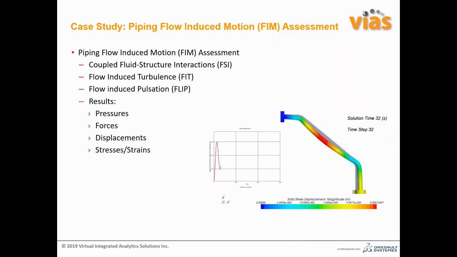So this is for a flow induced motion. Again, there's a couple of fluid structure interaction problems. There's a turbulence and also pulsation. Some of the results that you can see here coming from the fluid are the pressure and the forces. Then we look at how the displacement is happening and how the stress and strain is.